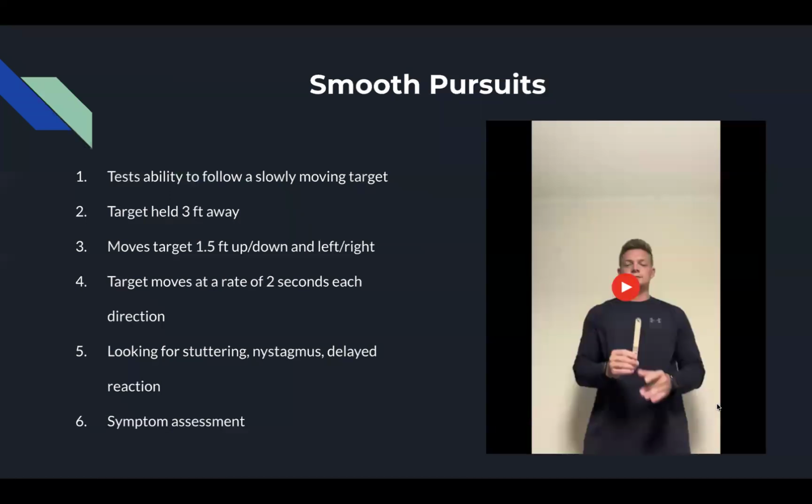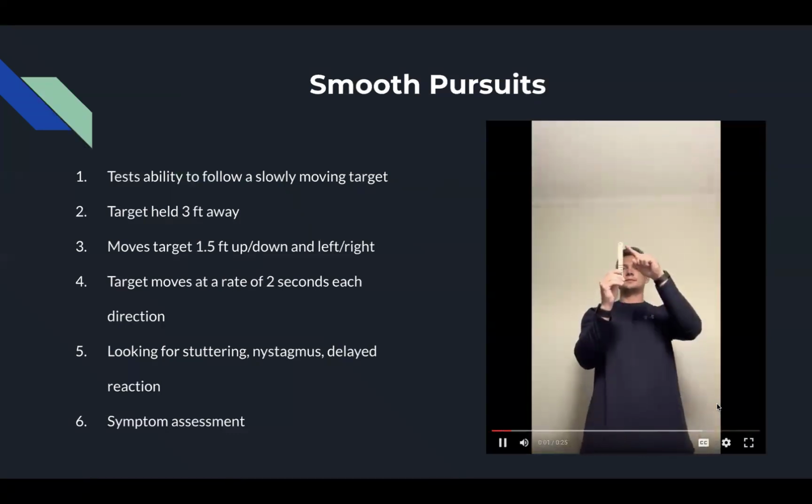Smooth pursuits test the ability to follow a slowly moving target with just their eyes, no head movement. The target will be held 3 feet away. It will move up and down approximately 1.5 feet and left to right. The target moves at a rate of 2 seconds each direction. As a clinician, we're looking for stuttering, nystagmus, and delayed reaction with their eyes to follow the target.